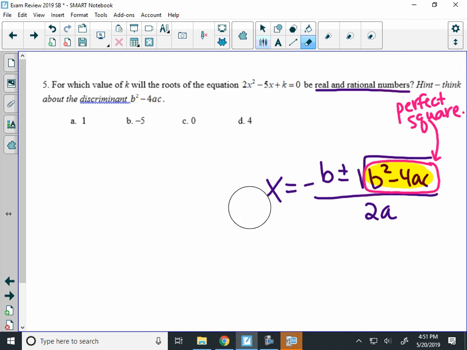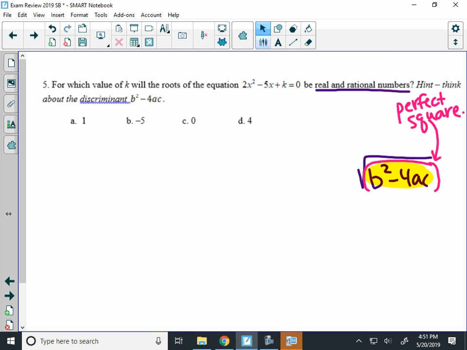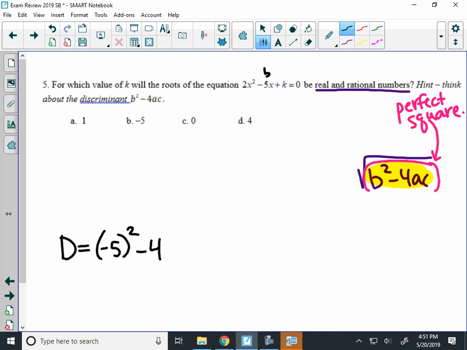I'm going to erase this part right here real quick. All right, now, the discriminant here. Remember, discriminant D is b squared. Well, b is negative 5, minus 4 times a, which is 2, times c, which is k. Well, negative 5 squared is 25. This will be 25 minus 8k.